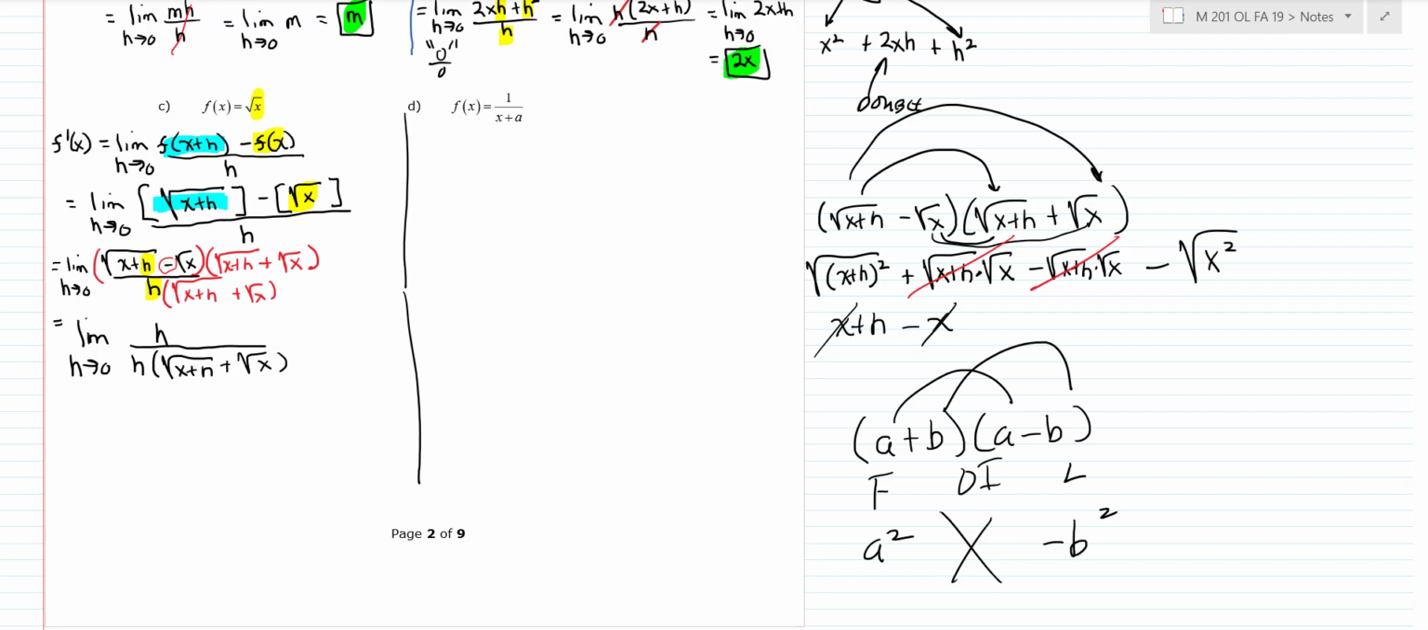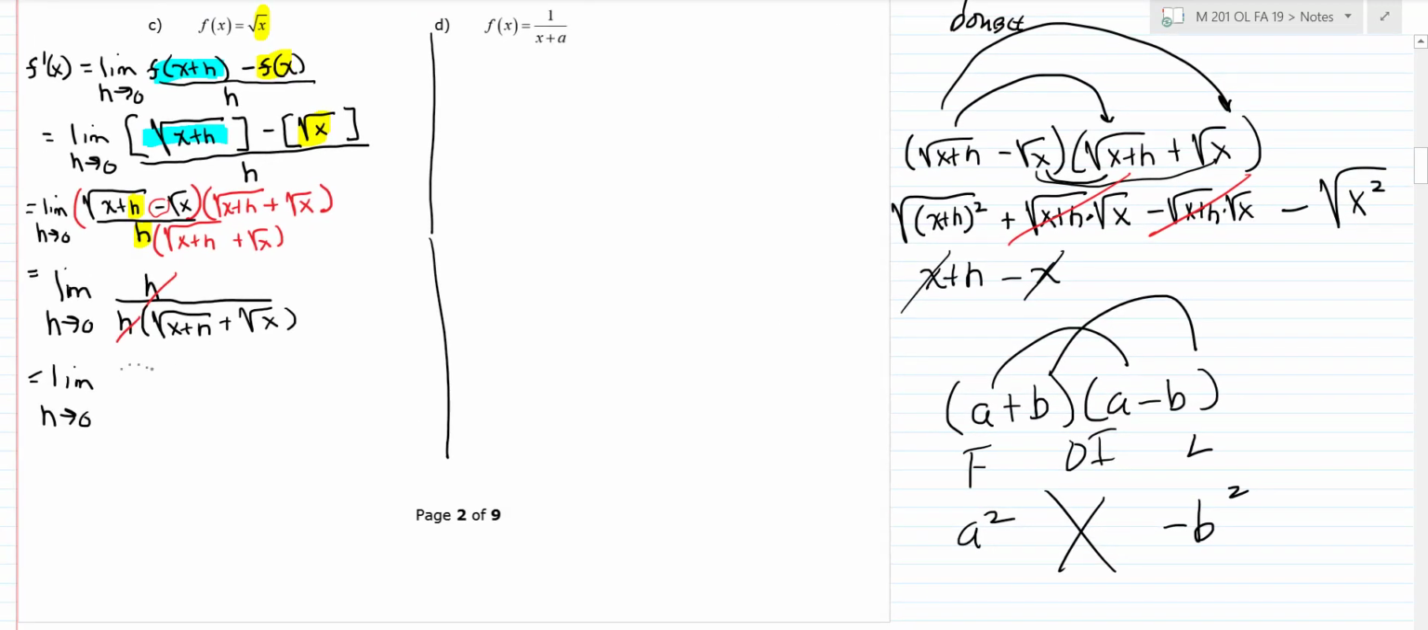So over here, what happens? The h's cross out, write what you're left with. So we're left with the limit as h goes to 0 of 1 over square root of x plus h plus the square root of x. Now what do you do? Now you're ready to replace the h with 0. If you do that, you can do this in your head, it's just square root of x plus square root of x. Those are like terms. You have two of those, so you would get as an answer 1 over 2 times the square root of x.